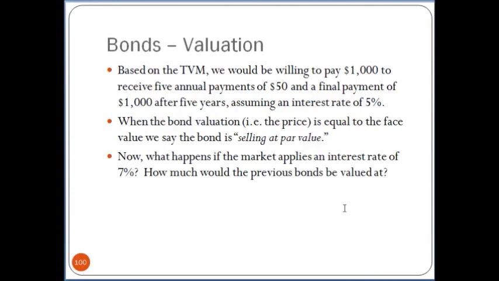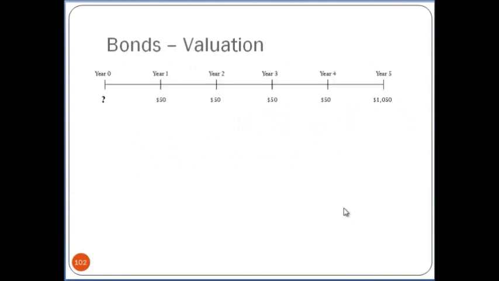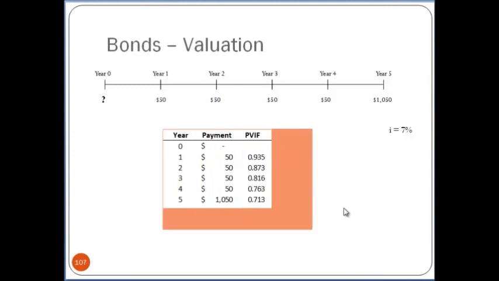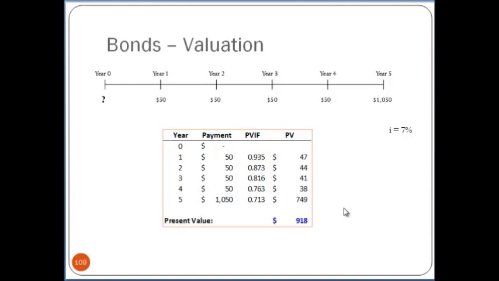That's just terminology. So now what happens if the market applies an interest rate, a discount rate of 7%? How much would the previous bond be valued at? Well, let's do our time value of money. So there's our timeline. Now we have a discount rate of 7%, and we can do our spreadsheet, right? Use 0 through 5. There's our payments. And now our interest factors have changed, and the present values of each of these is less. So if you add it all up, the total present value is $918. So we would be willing to pay $918 today for this promise of payments.